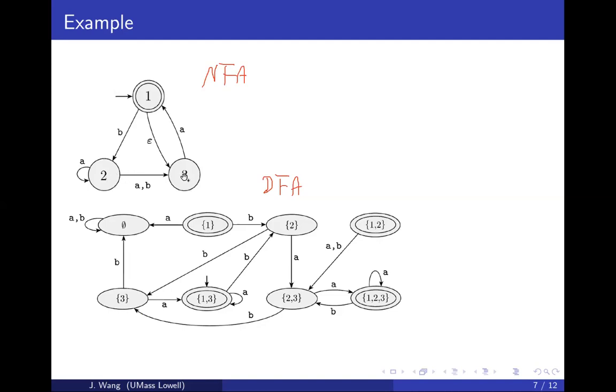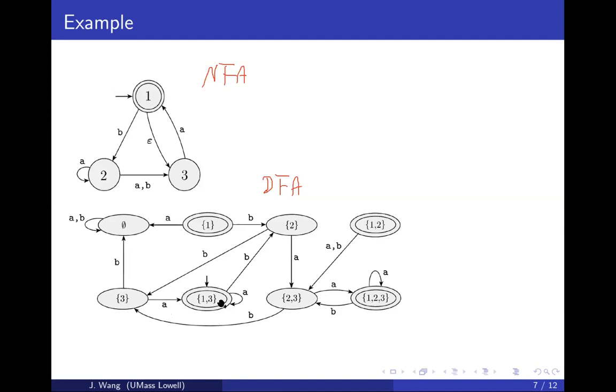And 3 doesn't have an epsilon arrow going out, so that's 3. So 2 on B goes to 3. Now from 3, on A it goes to 1, but the epsilon closure of 1 is 1, 3. So 3 on A goes to 1, 3. And 3 on B doesn't go anywhere, so it goes to the empty state.